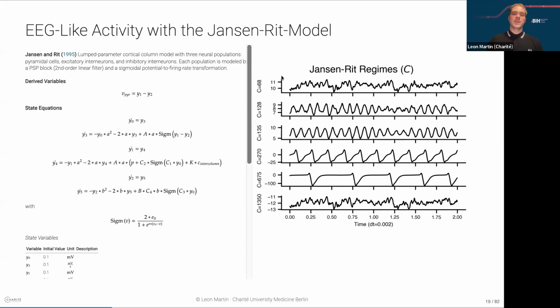And what we get out of this single column model is different regimes of brain-like activity. So we have noisy activities, like waxing and waning activity, some alpha or even theta activity. So you can see that with one model, we can exhibit different EEG-like signals.